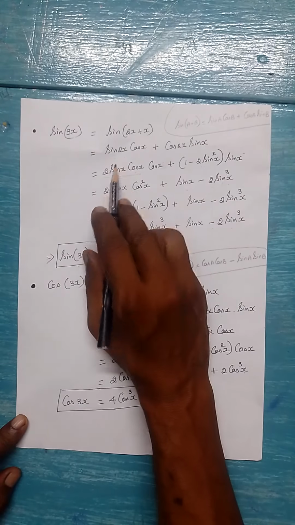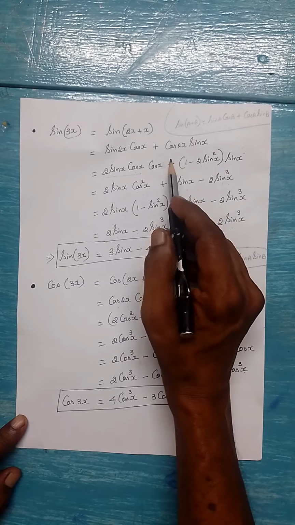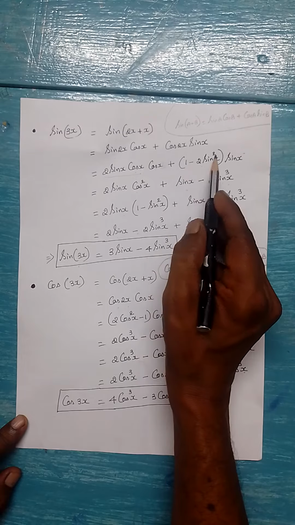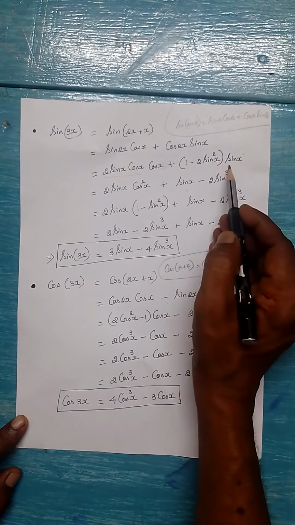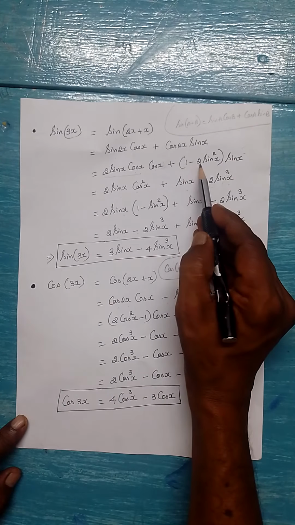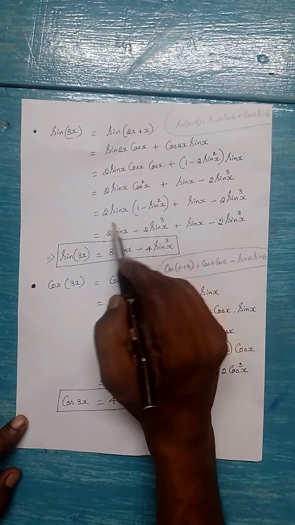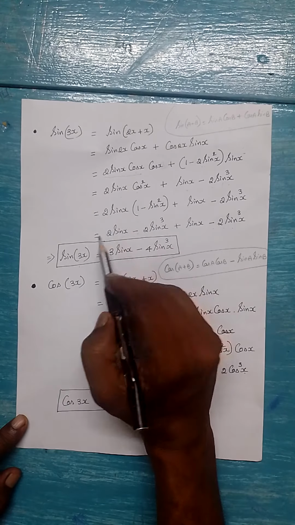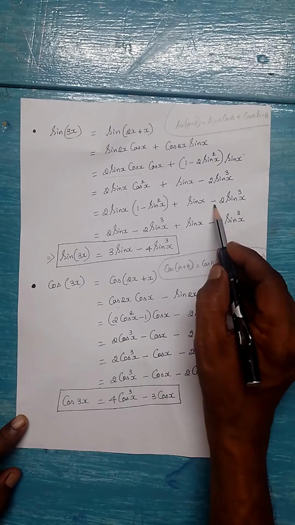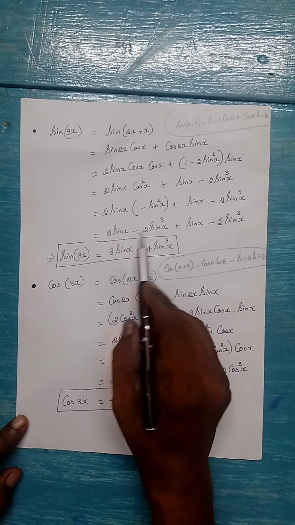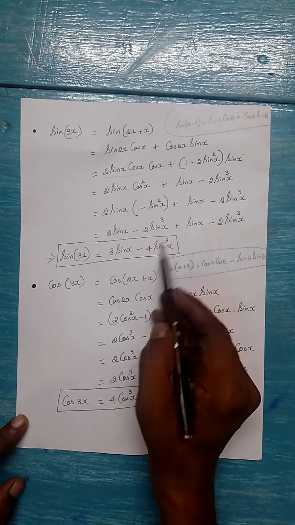Now sin 2x is 2 sin x cos x as it is, plus cos 2x can be written as 1 minus 2 sin square x. Now cos x into cos x is cos square x, sin x into 1 is sin x, minus 2 sin cube x. Now this cos square x is 1 minus sin square x, so 2 sin x into 1 is 2 sin x, minus 2 sin cube x, plus sin x minus 2 sin cube x. 2 sin x plus sin x is 3 sin x, minus 4 sin cube x.